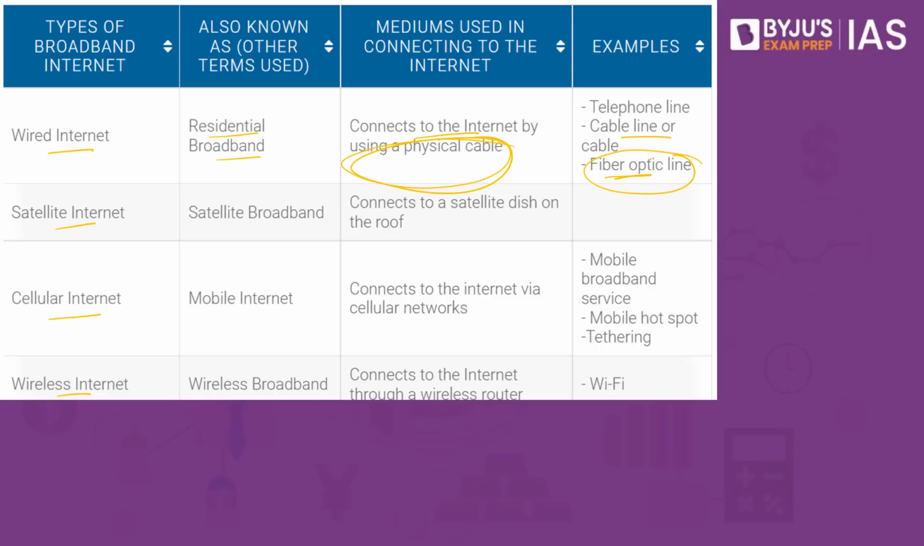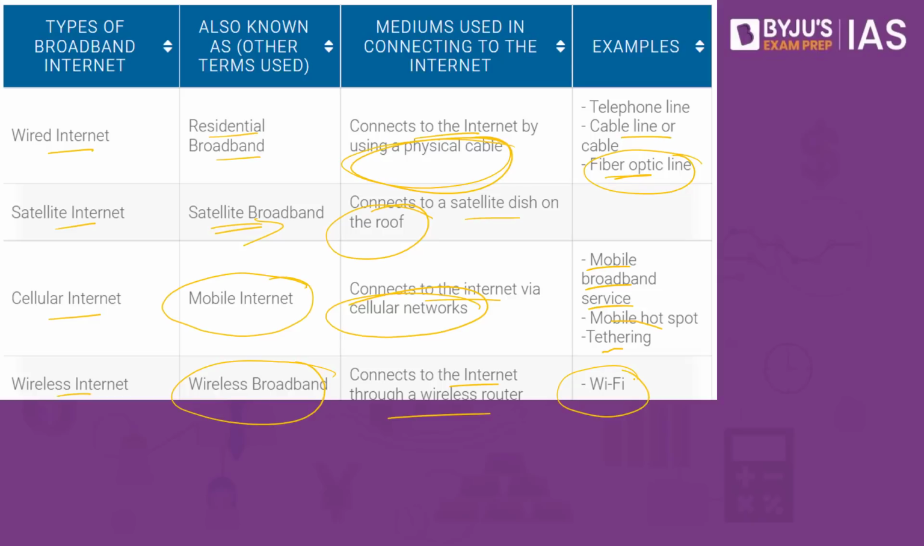Then we have satellite internet, also called satellite broadband, which connects to a satellite dish on the roof. Then we have cellular internet, also called mobile internet, which connects to the internet via cellular networks. This basically includes mobile broadband service, mobile hotspot, tethering, and so on. Finally, we have wireless internet, also called wireless broadband. It connects to the internet through a wireless router, and Wi-Fi is an example of this.